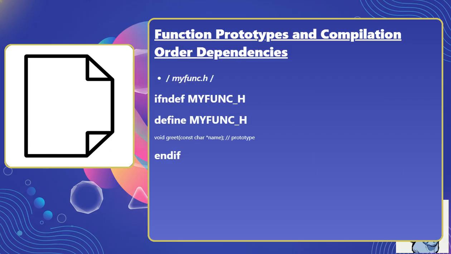The header file myfunc.h contains include guards and declares the function void greet taking a const char pointer name. The main source file includes the header and calls greet with the string "Alice" and returns 0. The implementation file includes stdio.h and the header, and then defines the function void greet taking a const char pointer name that prints "Hello, name!" using printf.